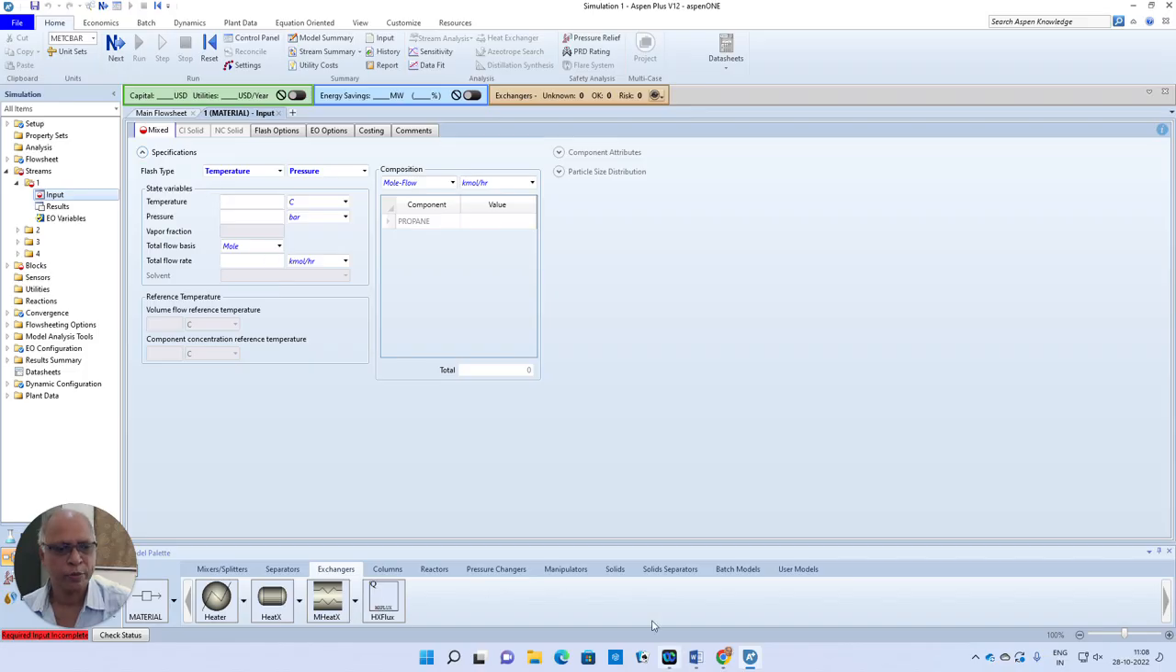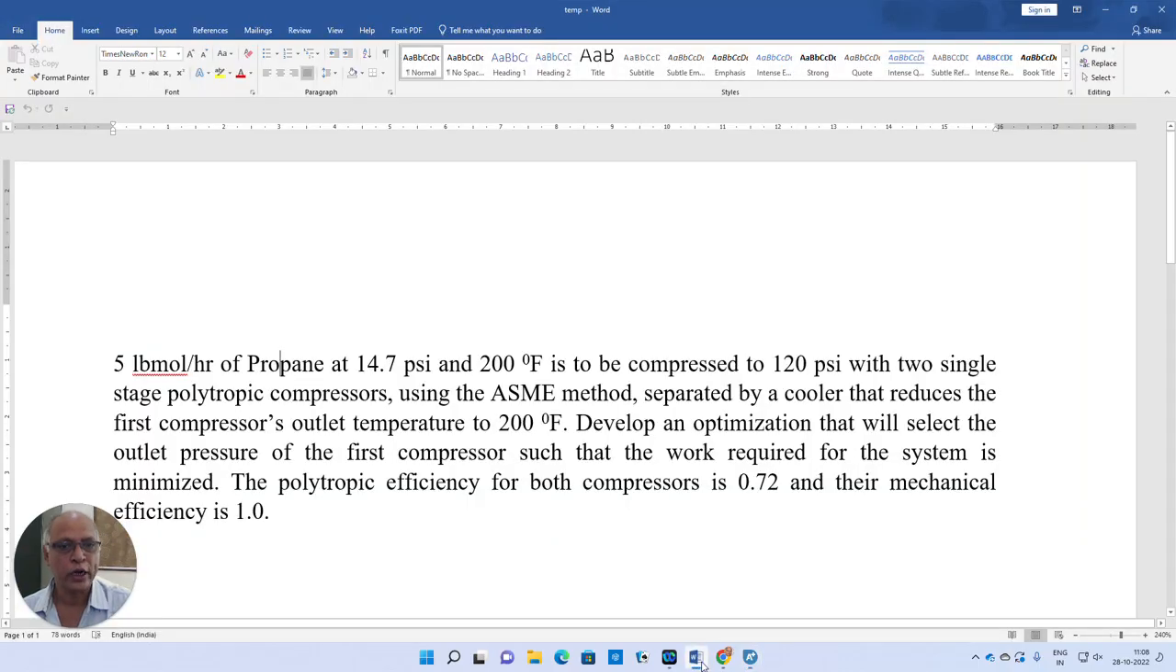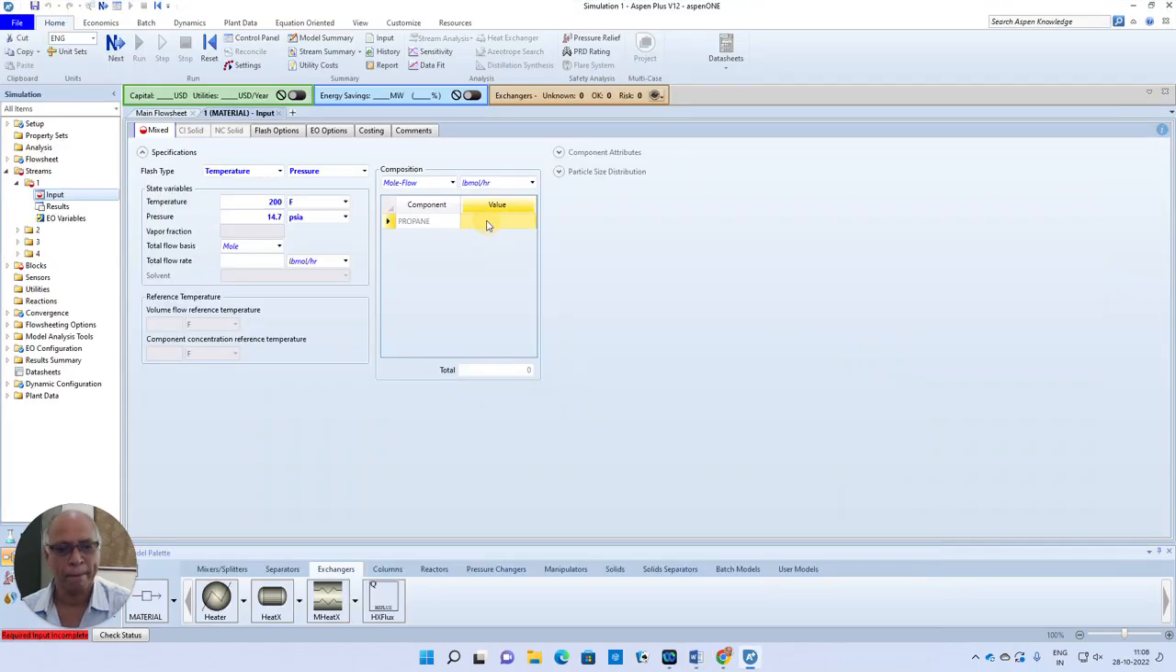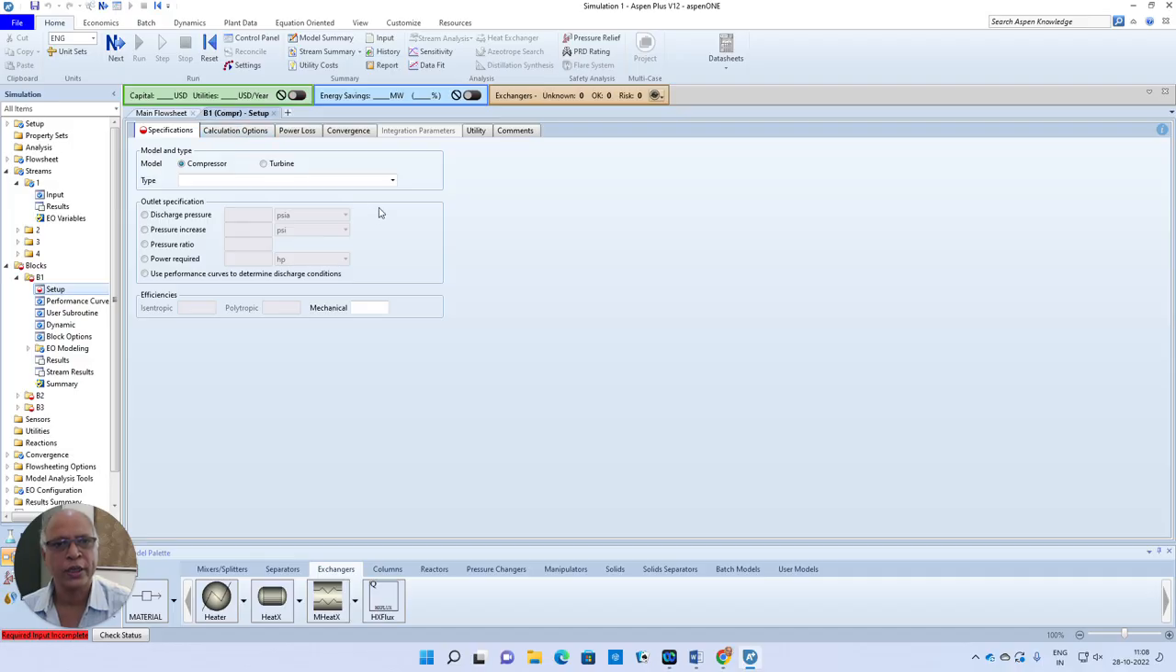And define the problem statement. So the feed propane is entering at a given temperature and pressure, with a flow rate of 5 lbmoles per hour. We have specified the input stream. Now we need to specify the blocks. The first compressor, we have been given that it is isentropic using the ASME method. Isentropic efficiency is given to be 0.72 and the mechanical efficiency is 1 in the problem statement.